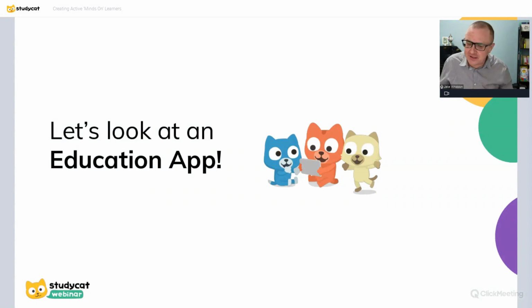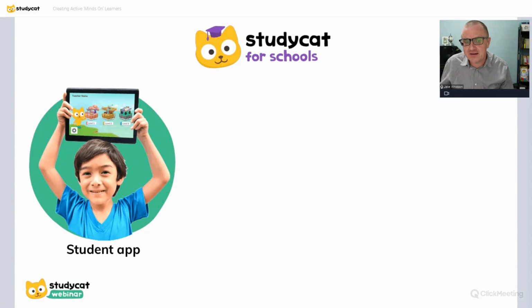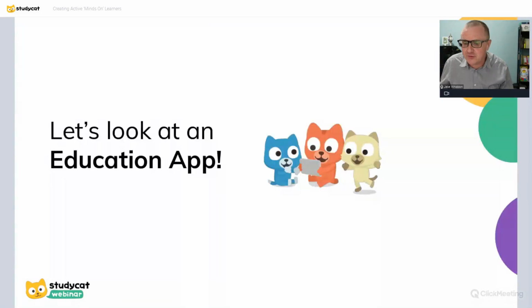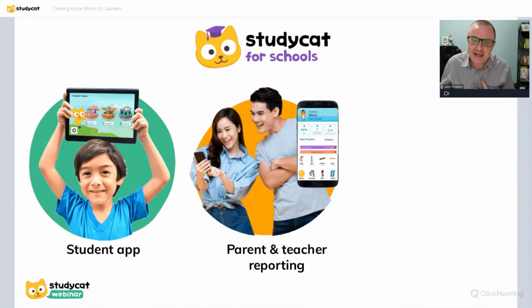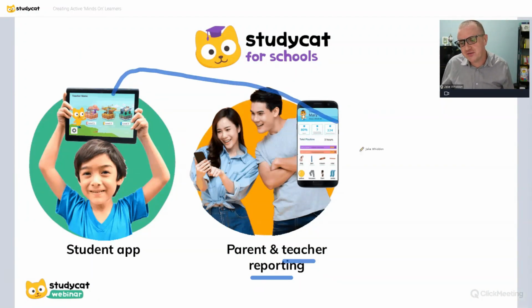So let's have a quick look at another app. This is just the same, StudyCat, taken from StudyCat for Schools or Fun English. StudyCat for Schools, just so you know, is a student app that kids can use, and all the information on their learning is reported to the teacher and parent in real time. So whatever they do in their app, it's reported to the teacher in real time.